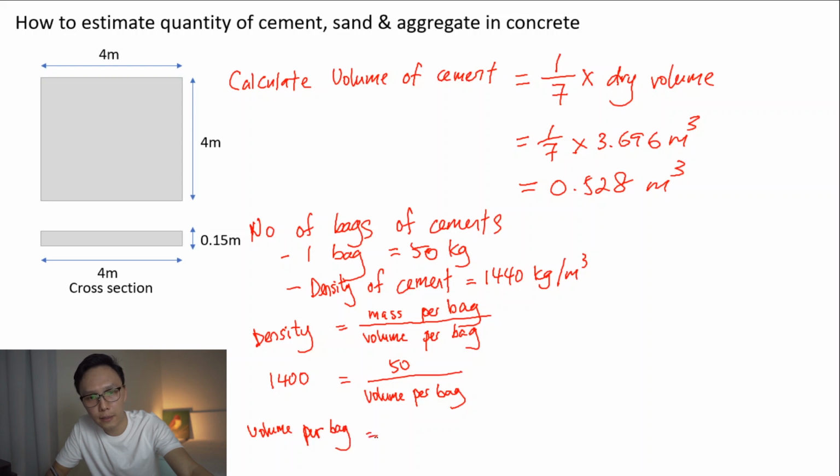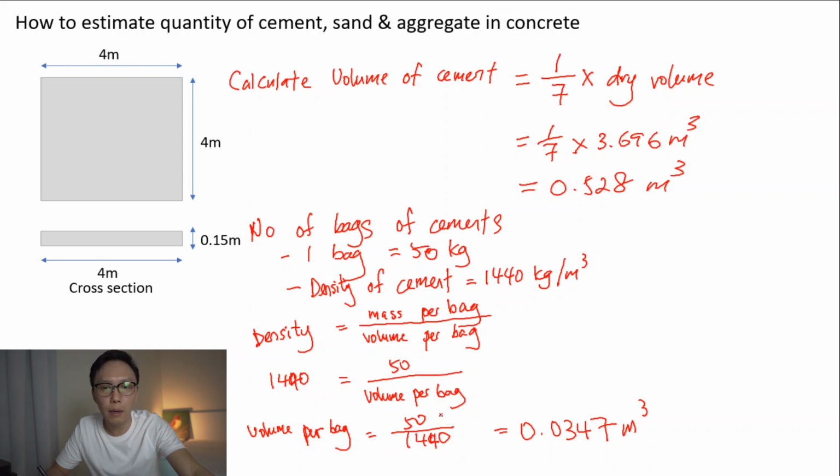Volume per bag is equal to 50 divided by 1440. So you get 0.0347 meter cube. So this is the volume per bag.